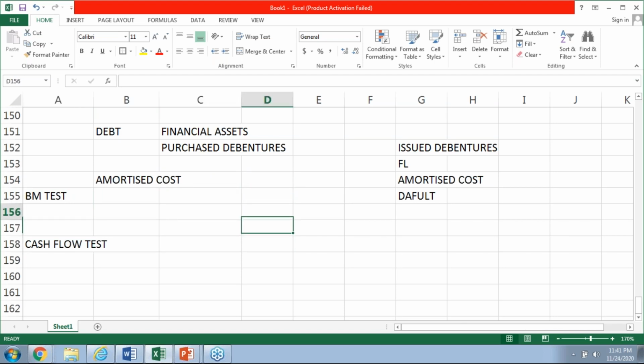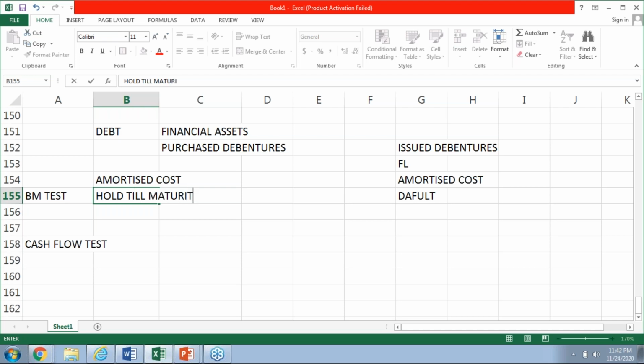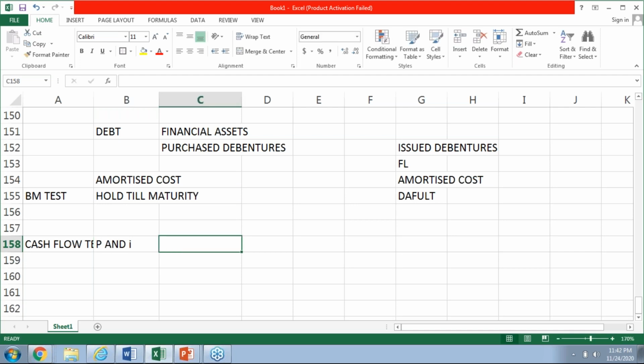Okay. Now, what is the meaning of business model test pass? Business model test is passed when the company has to hold the debentures till maturity. And the cash flow test will be passed when you have to receive only principal and interest amount from this instrument. So if both the tests pass, then it should be measured at the amortized cost.